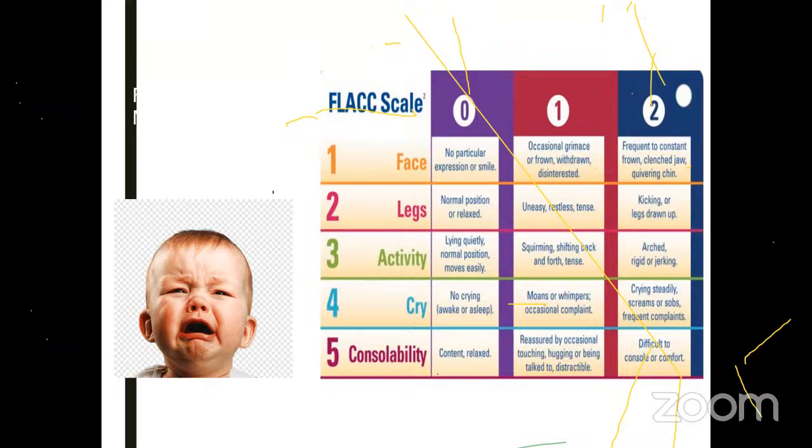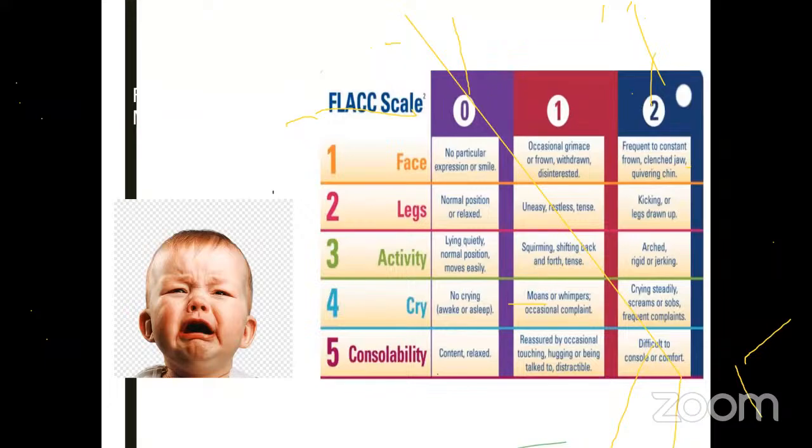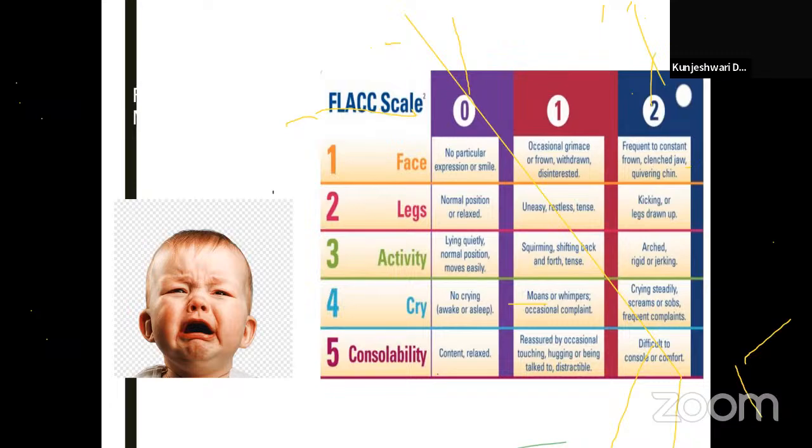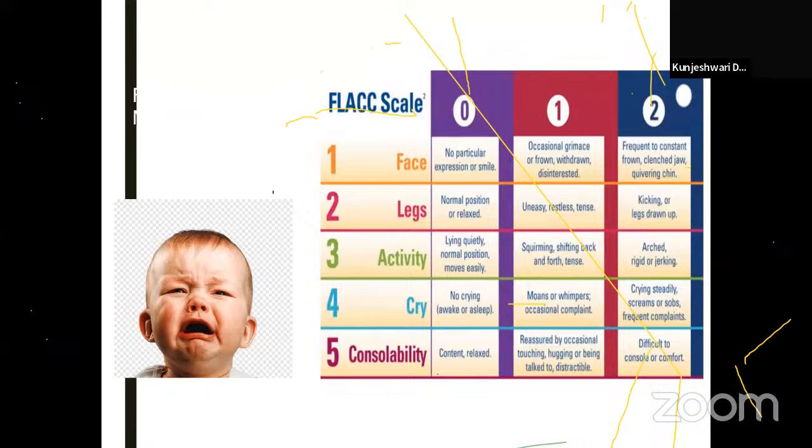But there is some difficulty where the child becomes unconsolable. You cannot console the child at all. That means the pain is very severe. The child is not going to stop crying at all unless some intervention is done. So that is what it is about. Face, leg, activity, cry, consolability. Please remember, that's why I made it very simple. So you can decide, you can make it 0, 1, or 2.